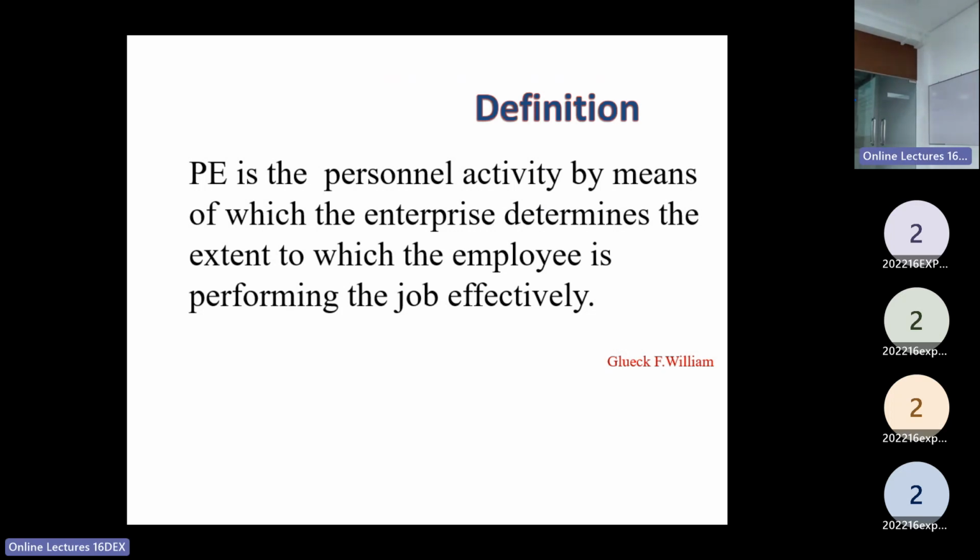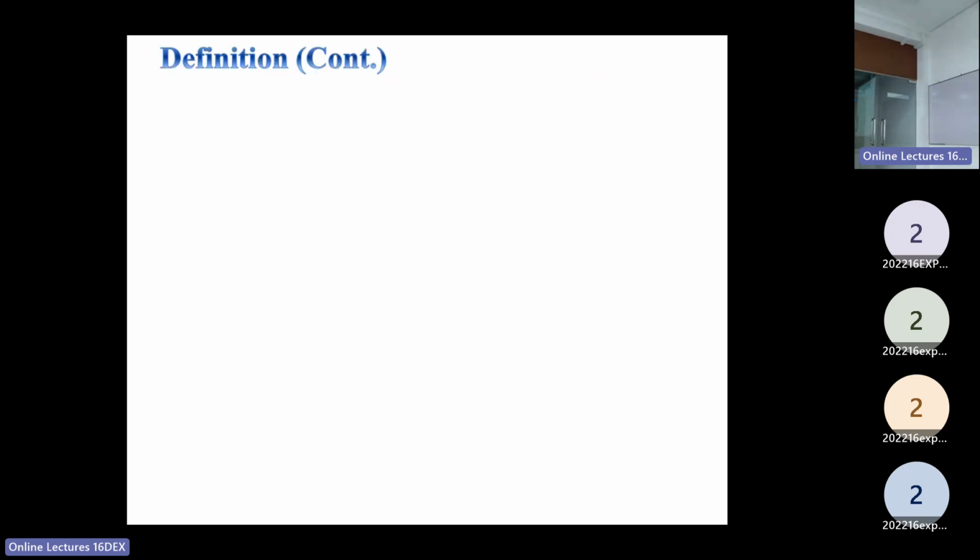So it is all about measuring how well employees are doing their job. But broadly speaking, it is not only measuring. It is all about identifying performance, then measuring performance, influencing performance, and developing performance. So there are four aspects. Right?